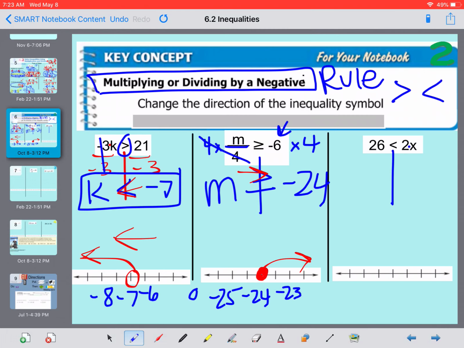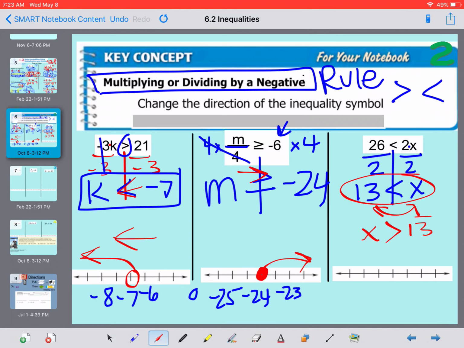Next, this is multiply by 2, so we need to divide by 2. We're dividing by a positive number, so our symbol stays the same. But we can't graph like this. Our letter's not on the left, so we need to flip-flop the whole inequality. Alligator's eating the x, so when we flip it, it still needs to be eating the x.